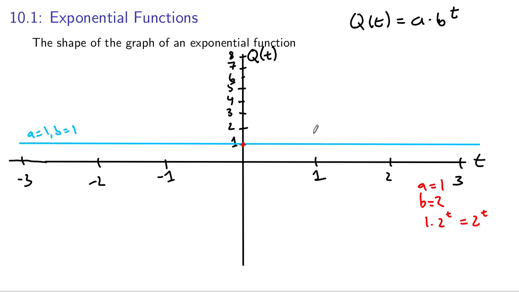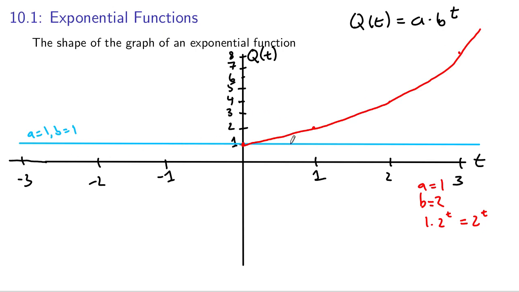So when the input's 1, we get a value of 2. When the input's 2, we have 2 squared is 4. And when the input is 3, we have 2 cubed is 8. Okay, we can join these up with a curve. And as you can see, it gets steeper and steeper as the input goes up. That's the nature of exponential growth.